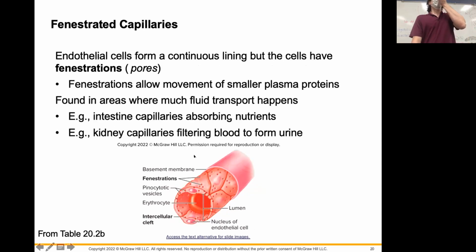Now, if, however, we move into the kidneys or into the intestines where we need to be moving slightly larger molecules, okay?